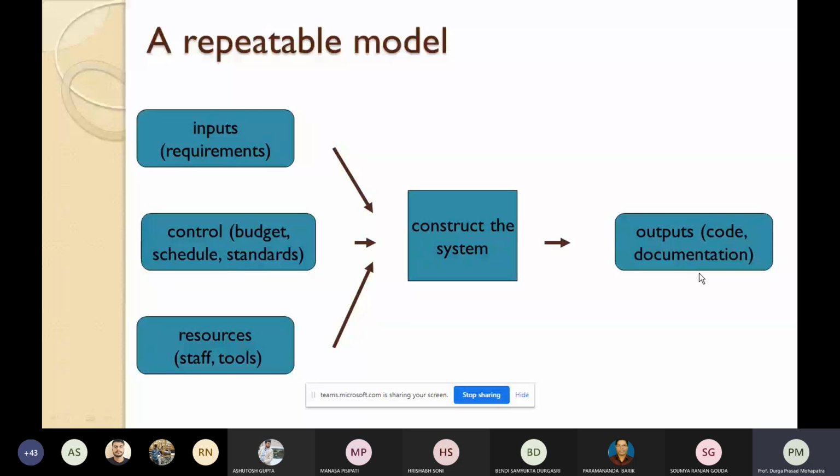One thing only: due to lack of time, I am not covering PSP, Personal Software Process, and Six Sigma. We are running out of time, but I will put the slides and you can read yourself. It may not come in the examination because I have not covered it in the class. But nowadays everybody is talking about Six Sigma, so at least you should know what it is. I will put those things in Microsoft Teams. Please read yourself.